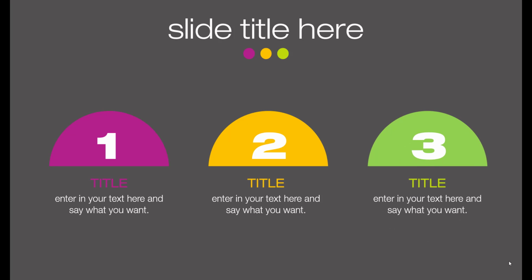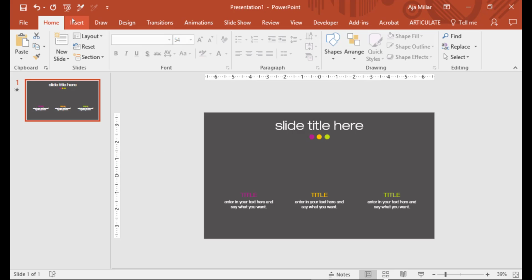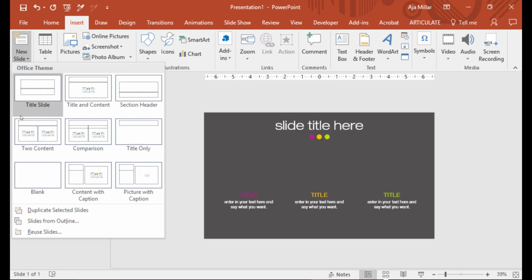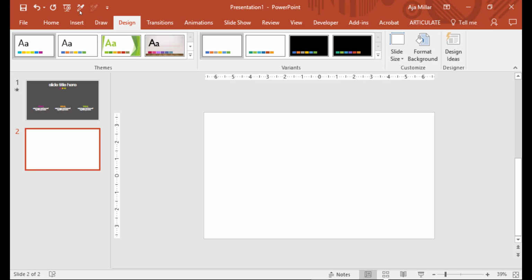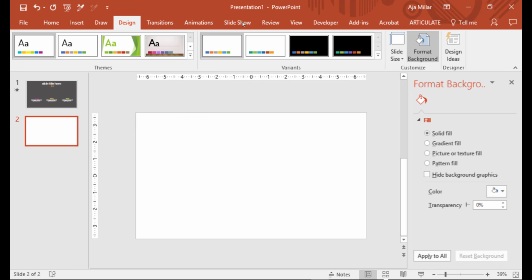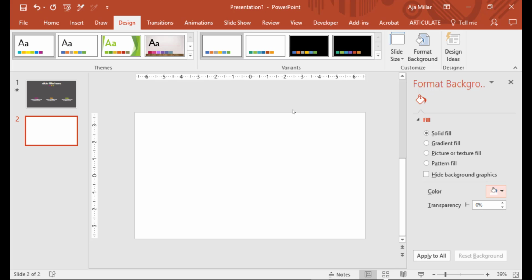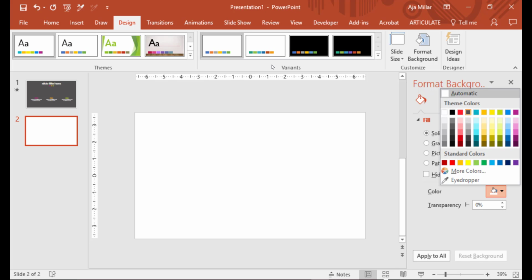So let's get started. First, let's go ahead and insert a blank slide and change the background color by selecting the Design tab, Format Background, and changing the white background to this dark steel gray color.